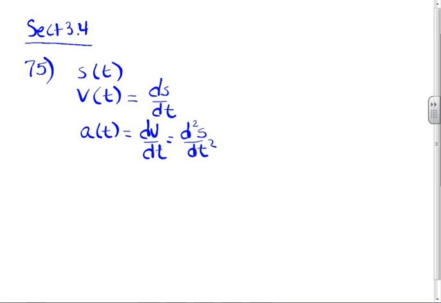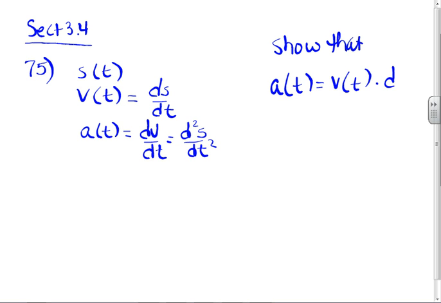Okay, guys? And it says, show that a of t is equal to v of t, and I would work backwards, times dv ds. And actually what I would do is work backwards to figure out how to show that and then write it in the correct order. This would be the correct way to do it. And what's the difference between the meanings of the derivatives dv dt and dv ds? That's what's important.